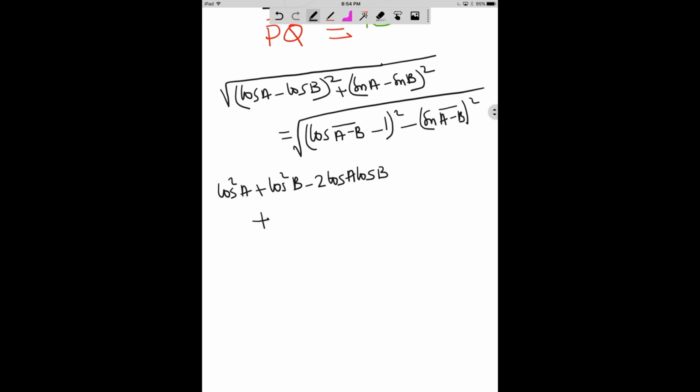Yeah, 1 minus sin(A minus B) the whole square, that is sin square(A minus B). See, what is (cos A minus cos B) squared? Cos square A plus cos square B minus 2 cos A cos B, plus sin square A plus sin square B minus 2 sin A sin B. Then the right hand side: cos square(A minus B) plus 1 minus 2 cos(A minus B) plus sin square(A minus B).